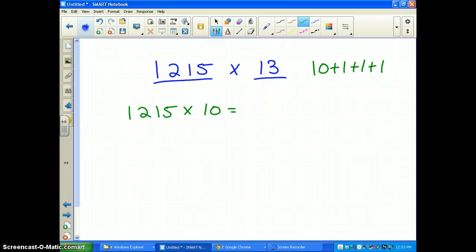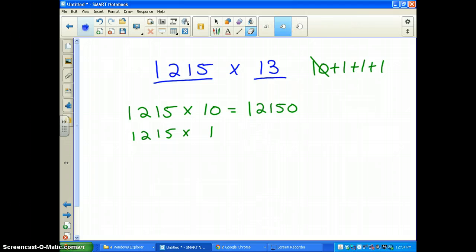We know that's pretty simple. You just add that 0. So now we have 12,150. So we've taken care of the 10. Now we're just going to do the 1. Well, that's easy. It's 1,215 times 1, which equals, obviously, 1,215. Remember, we want to make sure they're under the same place value.